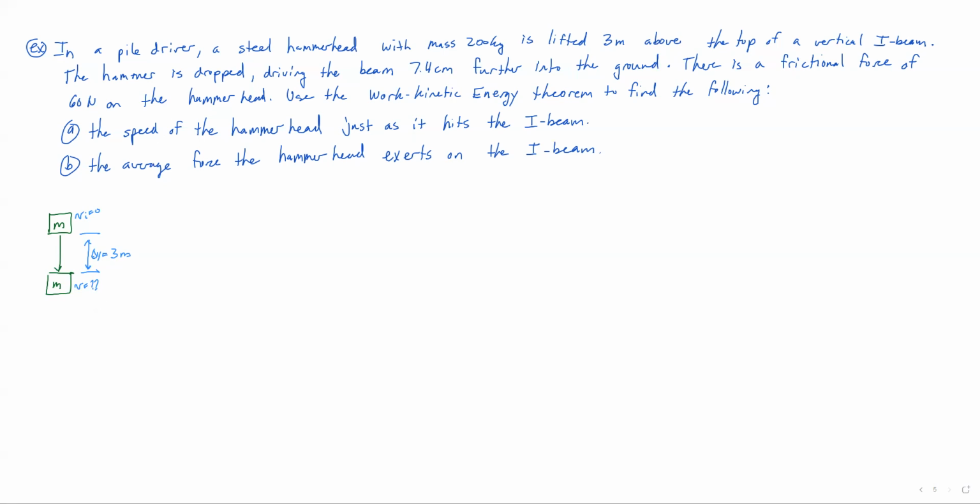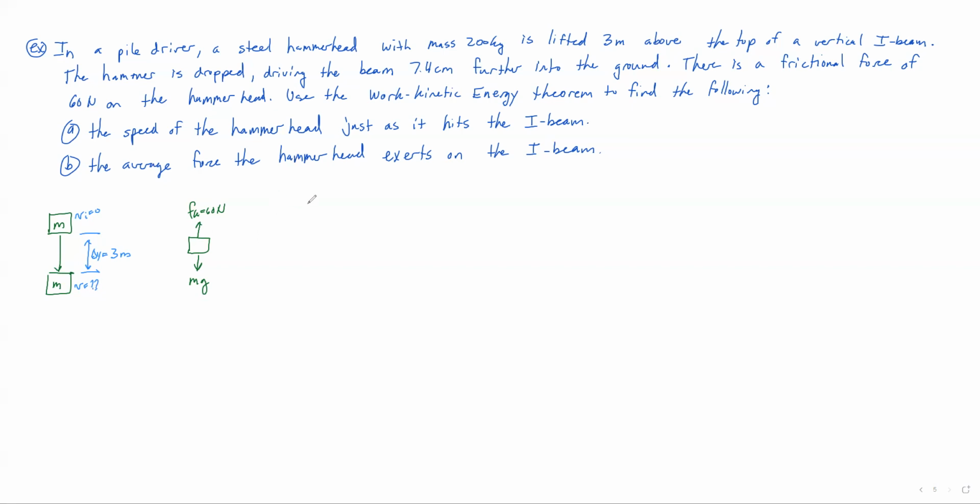So let's do a quick force diagram on this, just to see what forces are acting on it. They told us that, of course, there's mg going down. That's due to gravity. And they did tell us that there's a frictional force equal to 60 newtons going up. But that's it. There are no more forces on that. So what we want to do now is get the net work, because if we get the net work, then we can use the Work-Kinetic Energy Theorem to figure out how fast it's going when it hits the beam. So we have two forces.